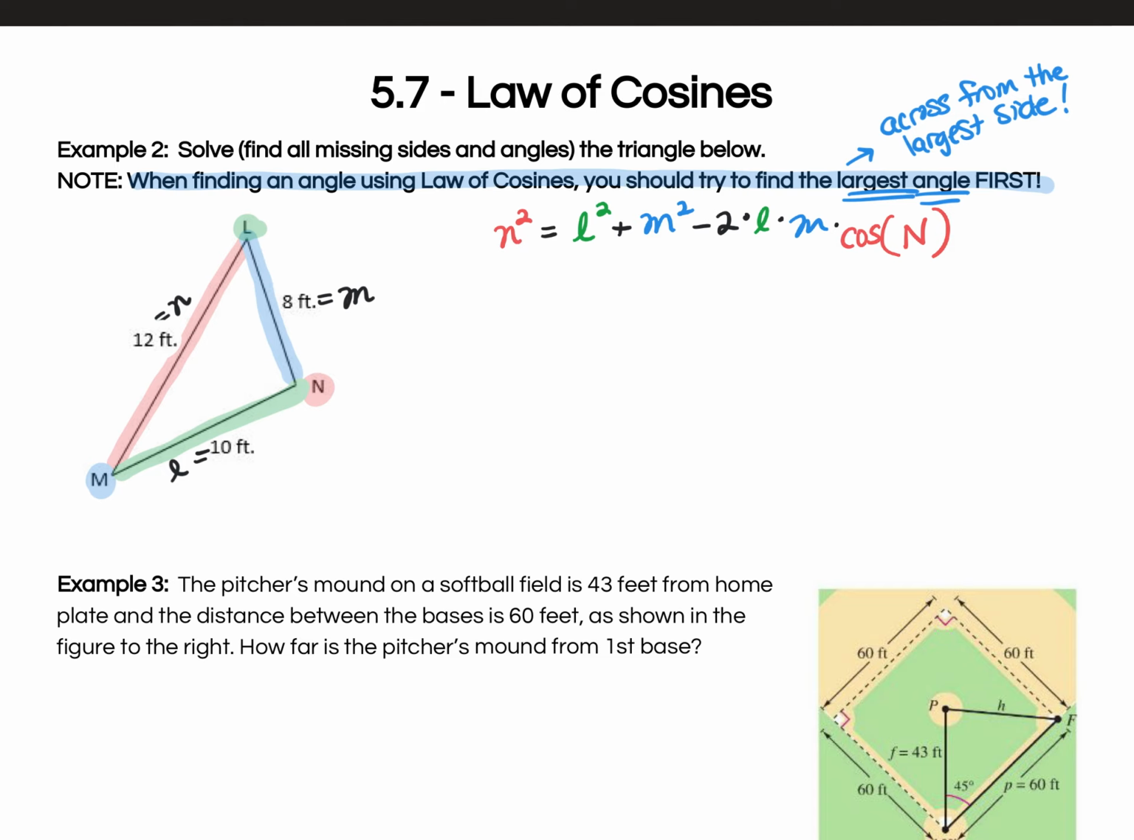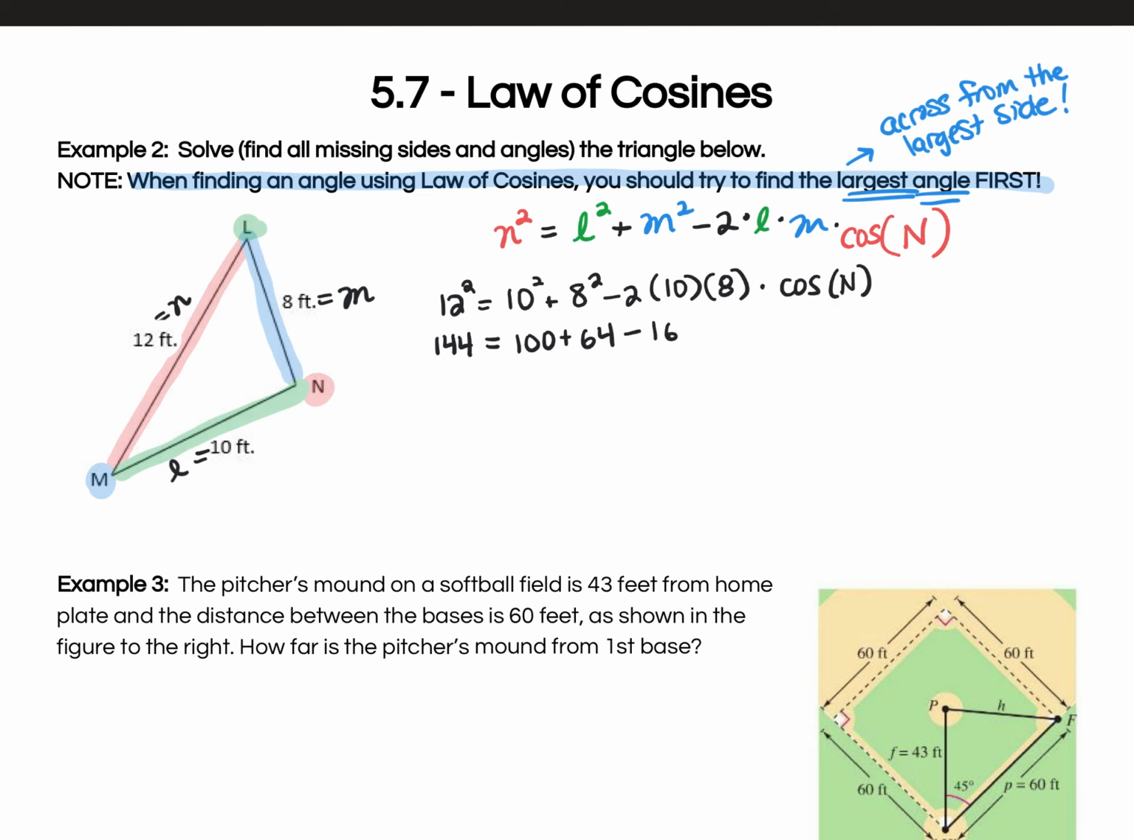Now we fill in what we know. Okay, so I know little n is 12 feet, so I'm going to do 12 squared equals, I know little l is 10, 10 squared plus little m is 8, minus 2 times 10 times 8 times cosine of n. Okay, now some of this we're going to be able to figure out by hand. So I know this is 144, this will be 100 plus 64 minus, so 2 times 10 times 8, that's 160 times the cosine of n.